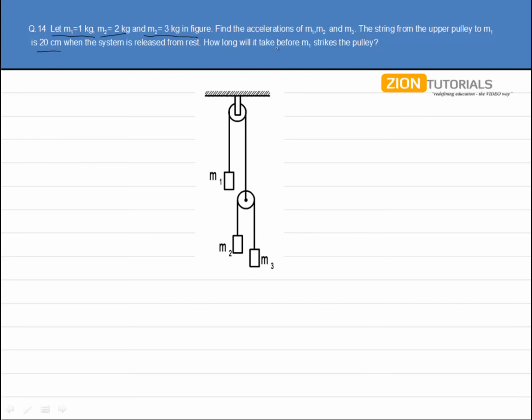Now let us see how we will proceed in this question. Since they have asked us for the accelerations, we will draw the free body diagrams for all the three blocks and solve for the accelerations. Further, they have asked how long it will take. In this part, we will simply employ one of the three equations of motion because we will have the accelerations by that time, and they have also given us the displacement, which is equal to the length of the string.